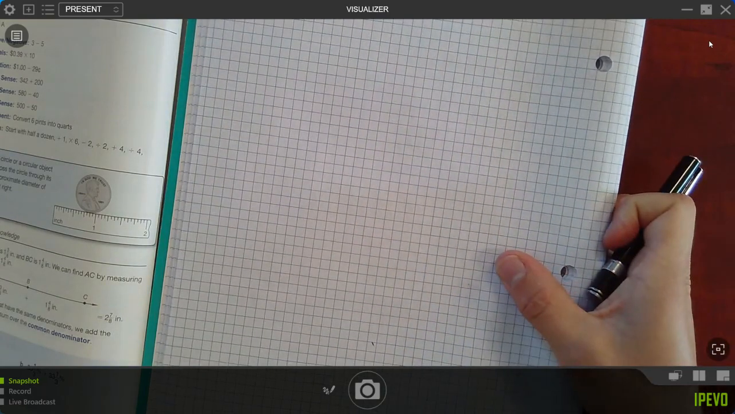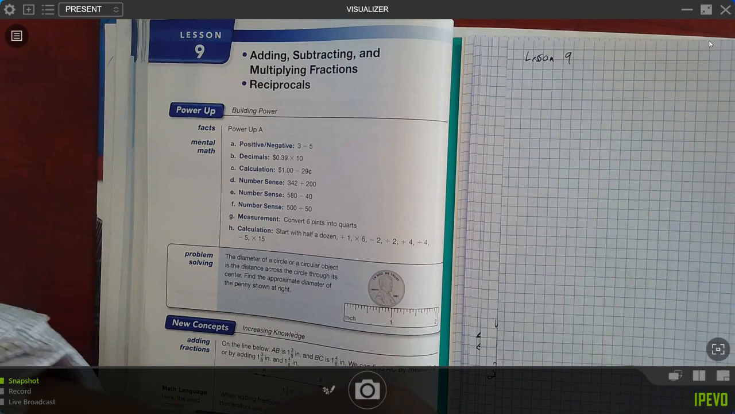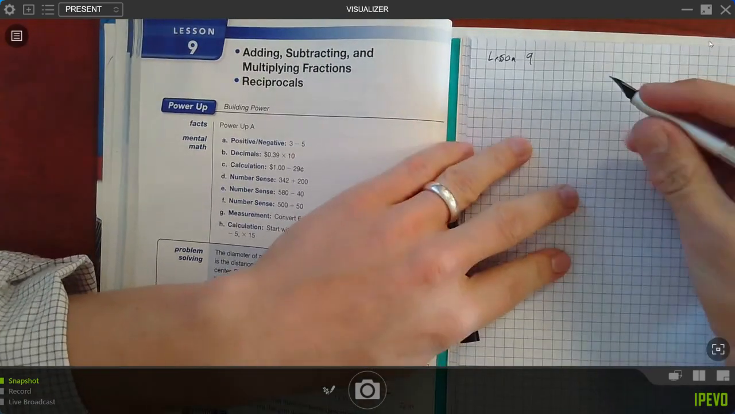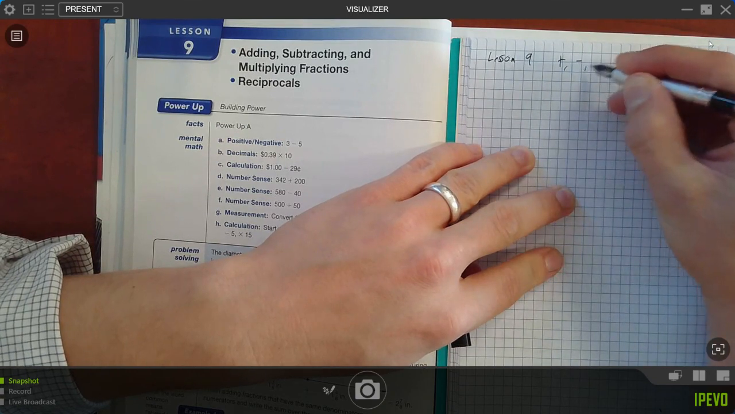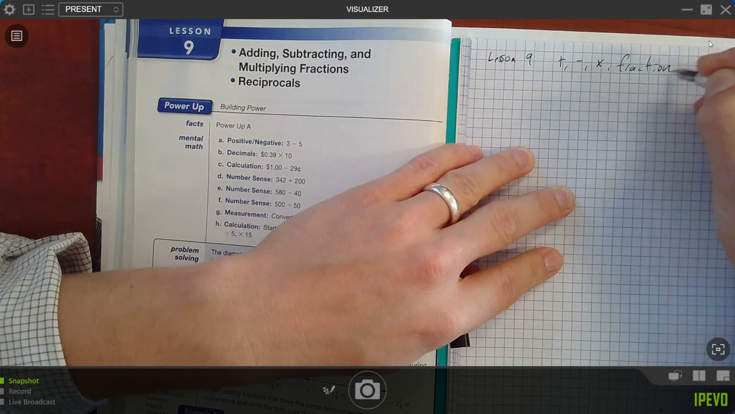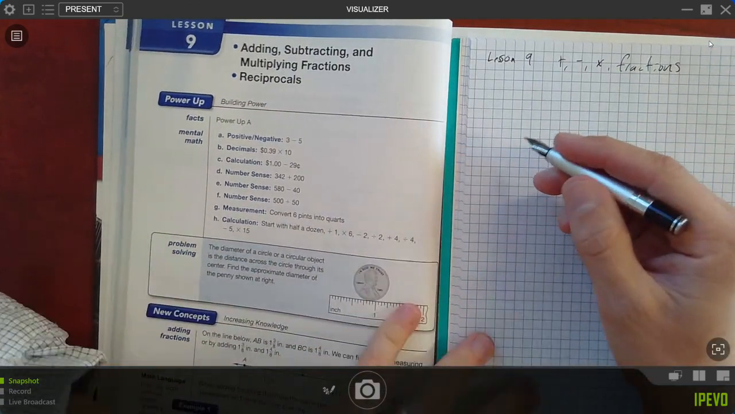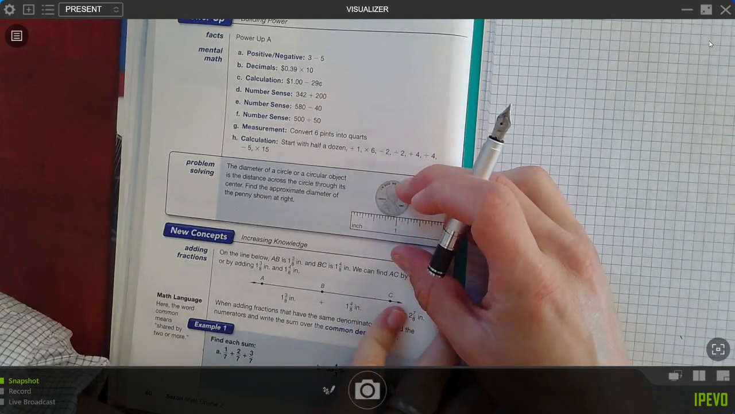So, going to go over lesson 9 for you. Adding, subtracting, and multiplying fractions. Also reciprocals. Okay? Reciprocals is a fun big old word. So, adding, subtracting, multiplying fractions. Alright, so mental math, you got to do that. Problem solving, you got to do that.